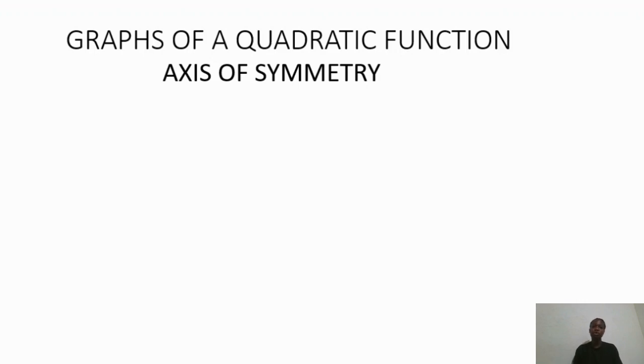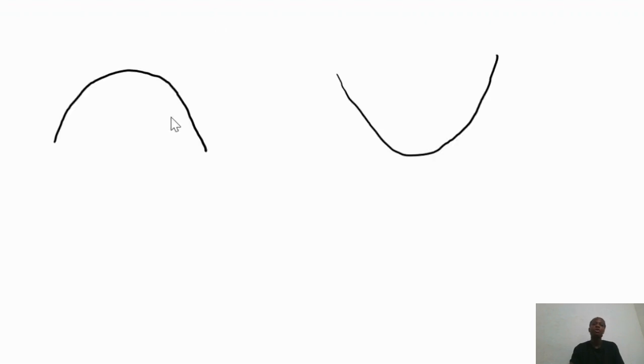In today's video, we are going to learn about graphs of a quadratic function, and our focus is going to be on the axis of symmetry. When we say axis of symmetry, it's just an imaginary line which is dividing the graph of a quadratic function. The graph of a quadratic function looks like a parabola which can be moving up or it can be moving down, as you see here. So it can be moving down in this direction or up in this direction.